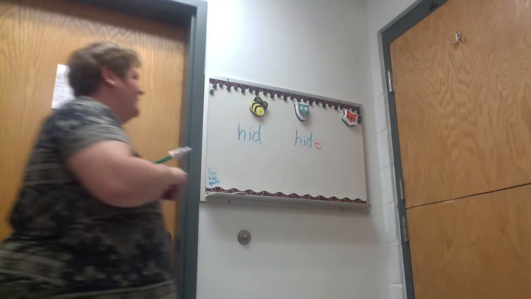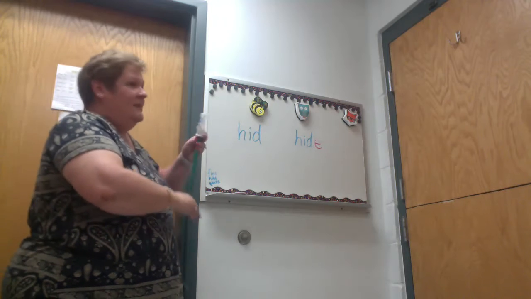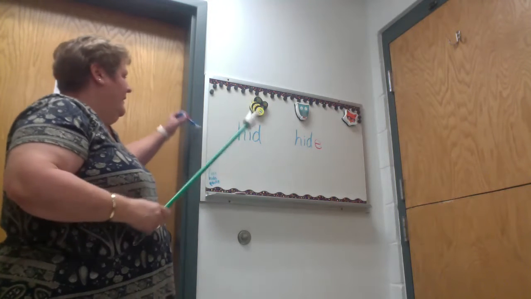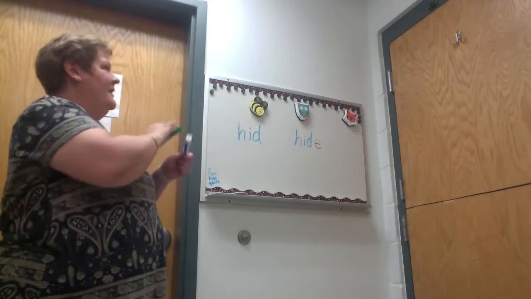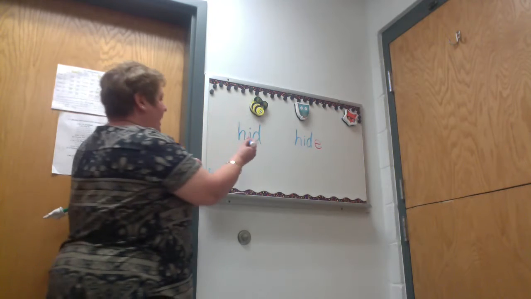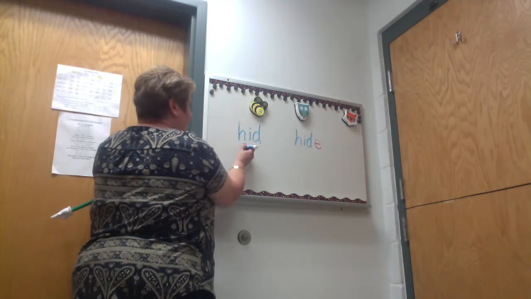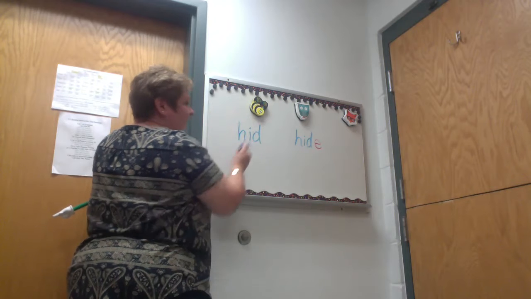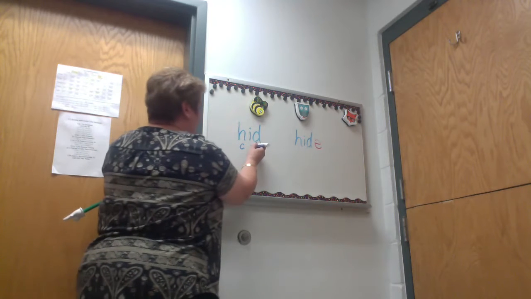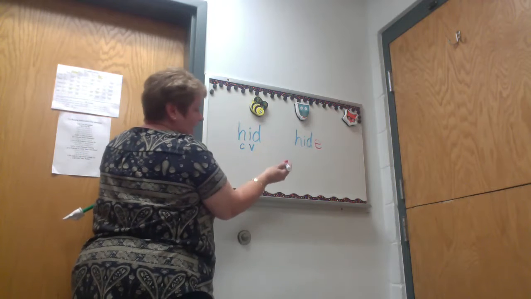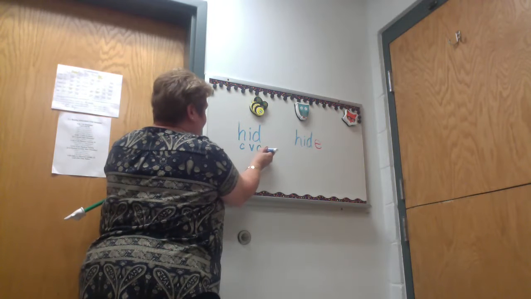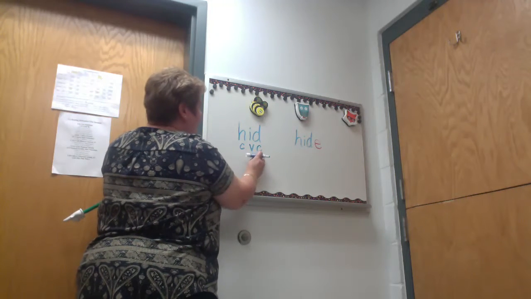Let's look at the two words that I have now. Let's look at the first word. The first word, we see the initial letter we know is a consonant. So we're going to put a C under it. And the medial letter is a vowel. And the final letter, final means last, is a consonant. So we have another consonant, vowel, consonant word.